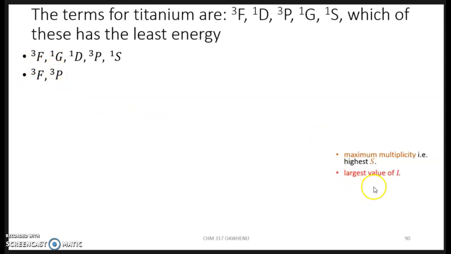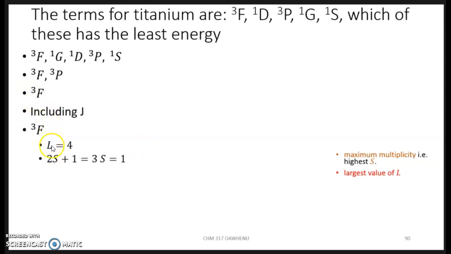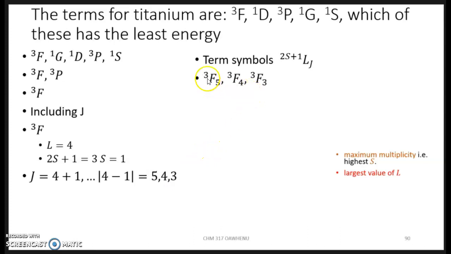Then we look at the largest L value. L for S is 0, L for P is 1, L for D is 2, L for F is 3, and L for G is 4. So the largest L among the triplets is for 3F. If we now want to include J, for 3F, L is 3 and S is 1, so J can take values of 4, 3, and 2. So the term symbols are 3F4, 3F3, and 3F2.